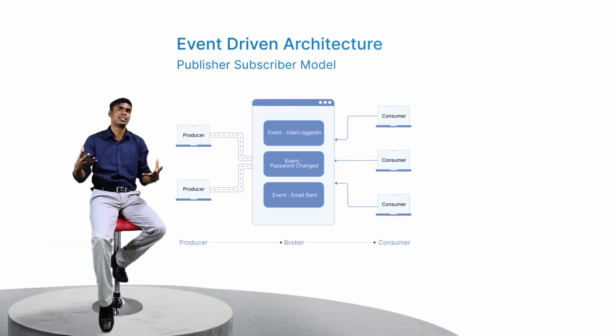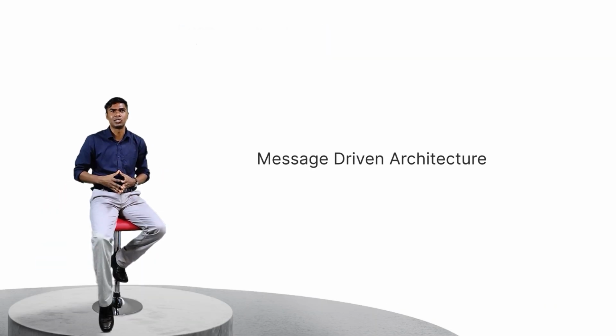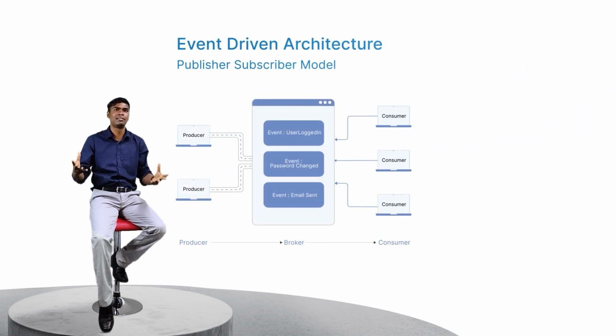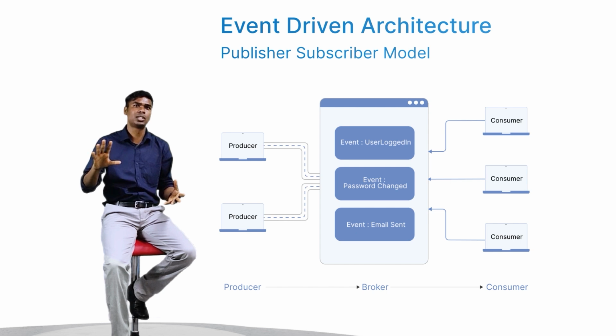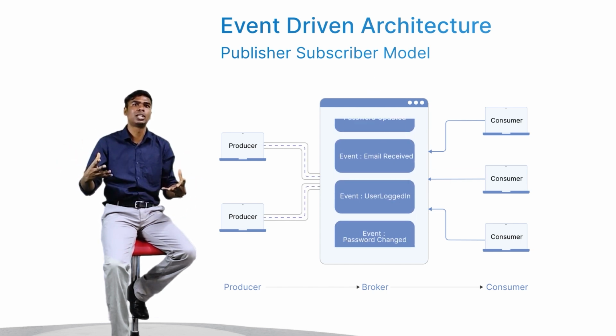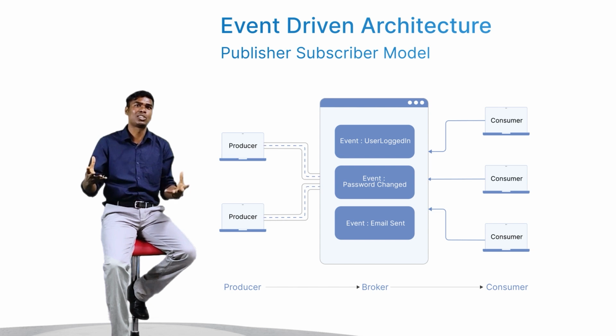Now, don't confuse it with message-driven architecture. The idea is very similar, but there is a clear distinction between the two. In message-driven architecture, a message has a set of addressable recipients, while in event-driven architecture, the producer publishes the events and that is it. It doesn't care about how many subscribers are actually listening to these events.